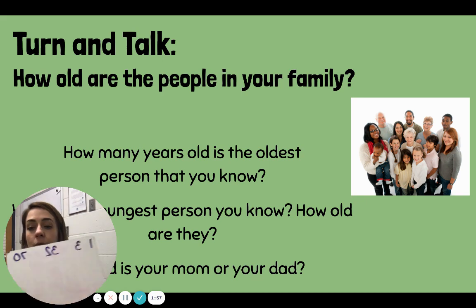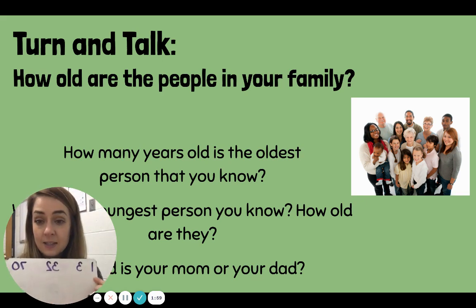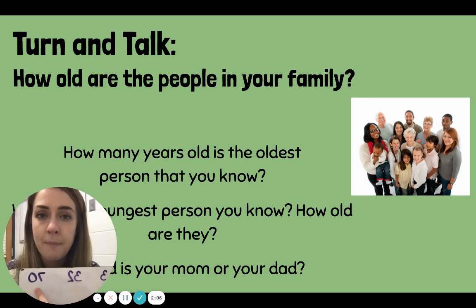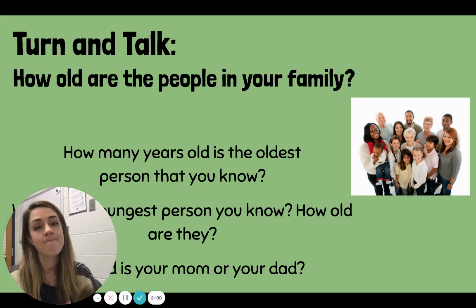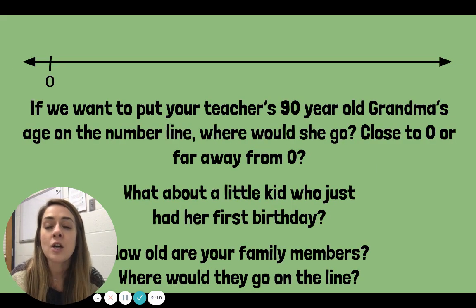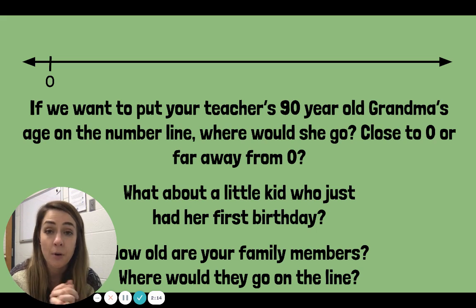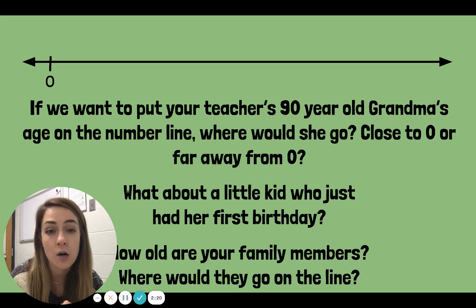Okay, so I wrote the age of my youngest son, 1. My other son is 3. My husband is 32. And then I wrote the age of my mom. My mom is 70. All right. So if we want to put your teacher's 90-year-old grandma on a number line, so here's a number line that starts at 0. I want you to think about where that number 90 would go.